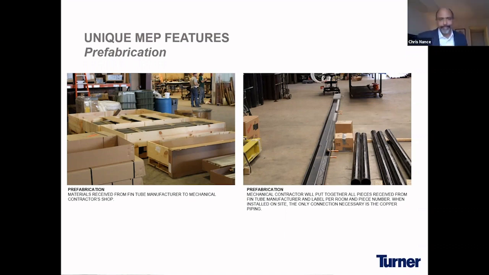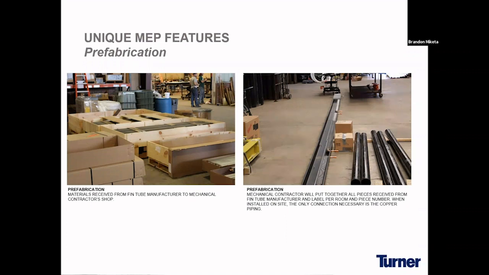All right, great. So the next slide here shows images from our mechanical subcontractor's fabrication shop. The image on the left shows how the material for the fin tube manufacturer shipped to our subcontractor. You could see how many boxes are stacked and materials are separated within the boxes. The image on the right shows how our mechanical subcontractor put pieces together based on what was modeled through their BIM model. So all these pieces are tagged and noted where in the building they should be installed.